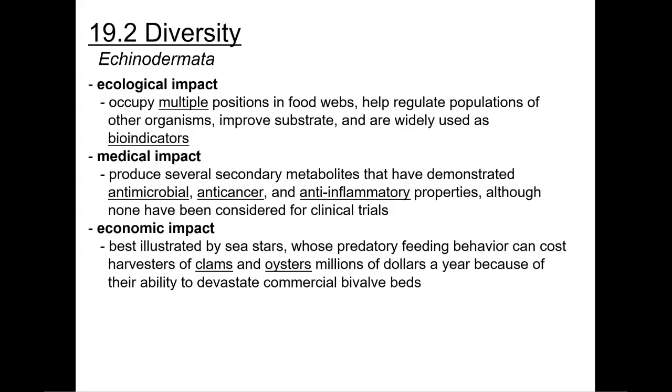The economic impact is going to best be illustrated by sea stars, whose predatory feeding behavior can cost harvesters of clams and oysters millions of dollars every year because of their ability to devastate commercial bivalve beds.